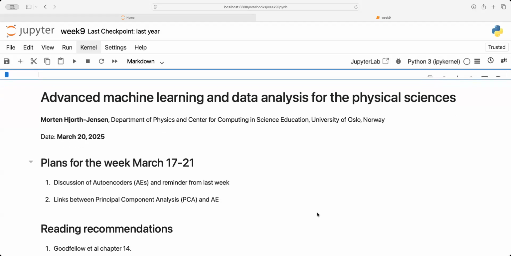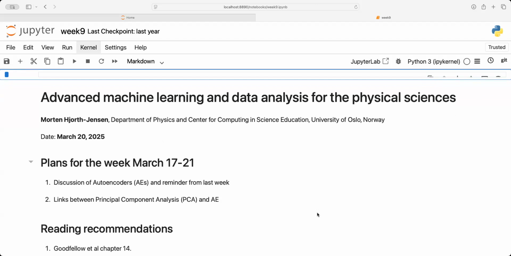Welcome back, everybody, and welcome to this session on autoencoders and the principal component analysis. So the principal component analysis, as we discussed last time, is a way to reduce the dimensionality of the problem. And it's a widely popular method. It's an unsupervised method, and it's often used in order to reduce the dimensionality of the number of features which you have.